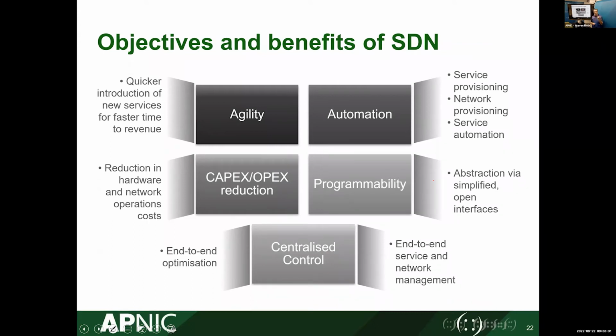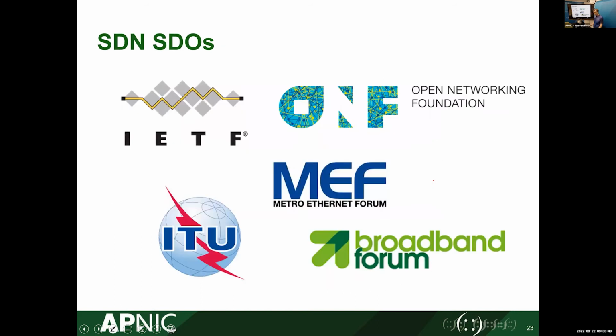So if you've got complete real-time network visibility, and you can see that you've got links that are congested, you may be able to dynamically reroute your traffic to hopefully mitigate against that. That way you've got that end-to-end service and network management in place. Some of the organizations that are involved with software-defined networking are IETF, ITU, ONF, the Open Networking Foundation, the Metro Ethernet Forum, and the Broadband Forum.